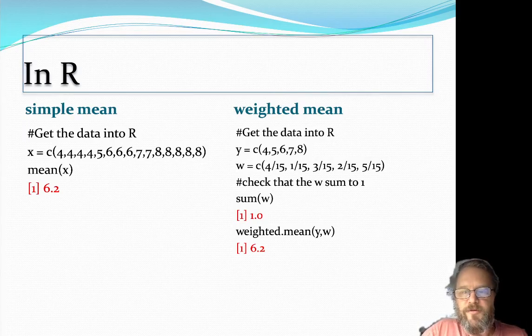What's nice about using the weighted mean is I just entered my observations, 4 through 8, and then I put in the weights specifically: 4 fifteenths for 4, 1 fifteenth for 5, and so on. I could enter a check to make sure I hadn't made a typo in my command. I just add up all the weights, and of course it should equal 1. The command for weighted mean is, get ready for it, weighted.mean, and then I give the observations, comma, the weights, and there you go.